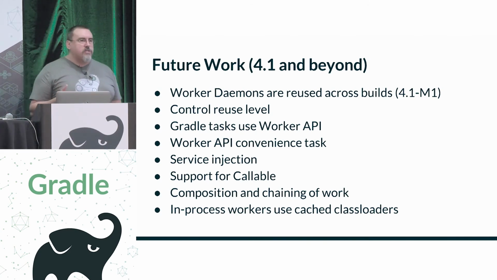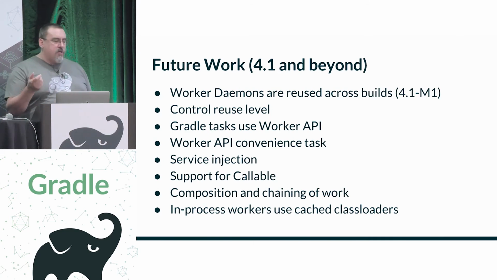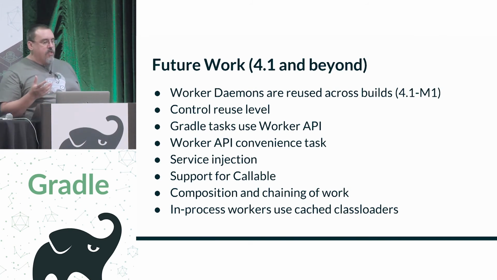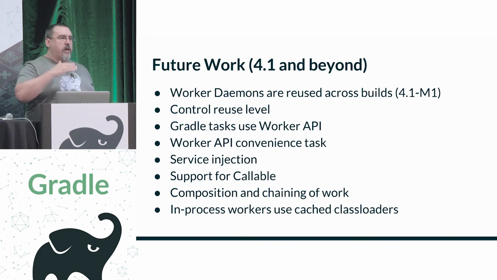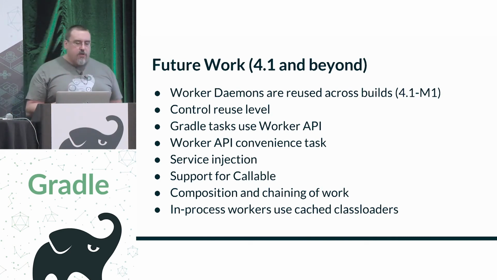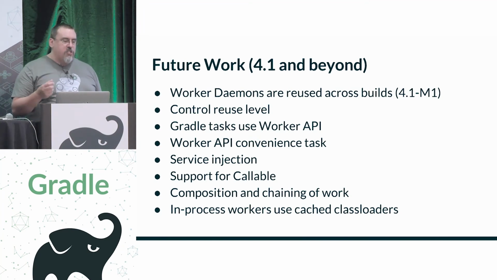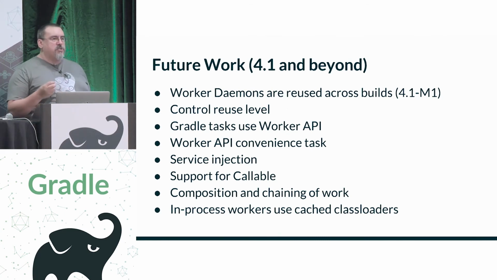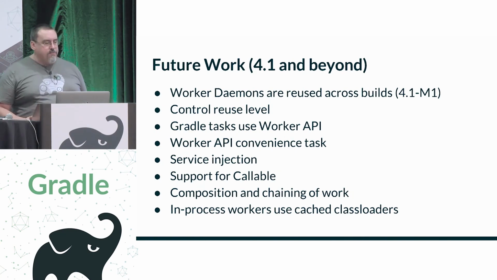You could imagine, for example, a task that produces or submits a collection of work, and then once that work is complete, wants to also submit work to clean up. Right now that's a little bit difficult, in the sense that you can't get that parallelism by default, by submitting work, waiting for it, and then submitting your cleanup work. What we want to do is provide some way to allow for this sort of composition of chains of work. Another thing we want to add is that in-process workers use cached class loaders, to make those in-process workers even faster than they are now.